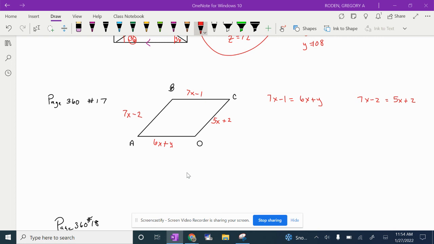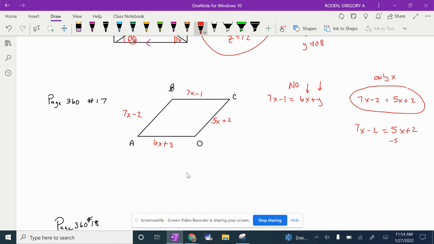sides are congruent. Now, I can't use this one right here because it has an x and a y in it. See, there's an x and there's a y. So you can't solve one equation with two variables. But this one is good because it has only x. So if we have 7x minus 2 equals 5x plus 2, I can start to solve for x.